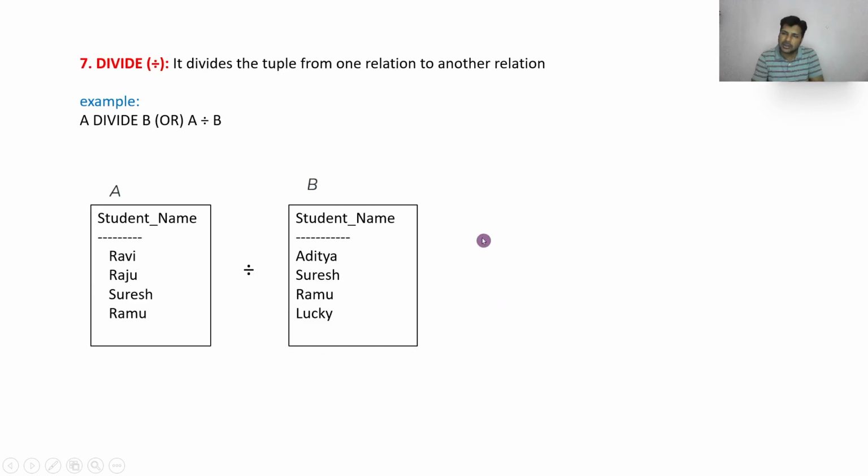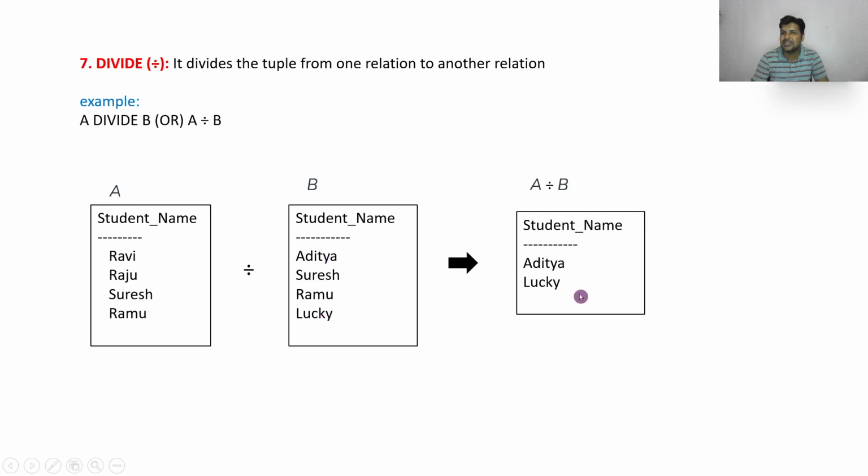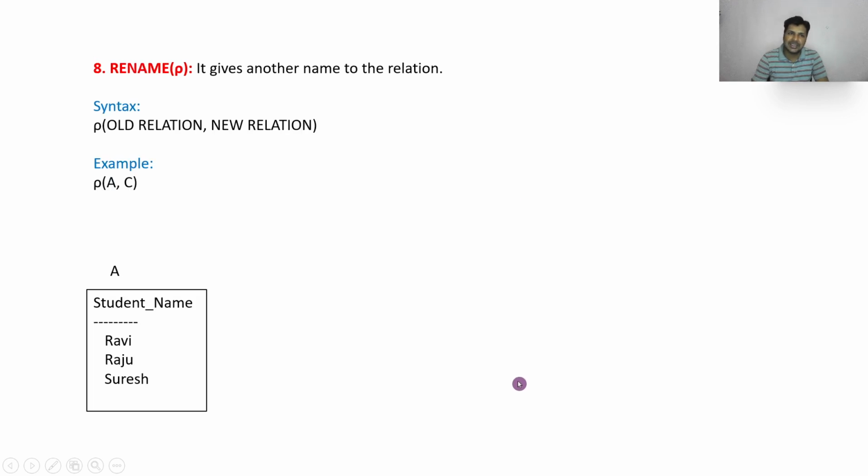Next, divide. Divide is just like the reverse of A minus B. A minus B, so the B minus A result will appear in A divided by B. For example, A divided by B means here Suresh and Ramu will get cancelled and Aditya and Lucky will be shown. That's a little bit complicated one.